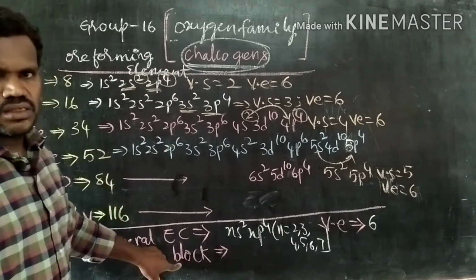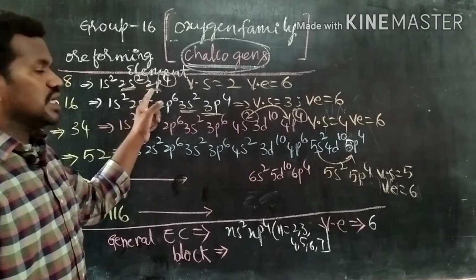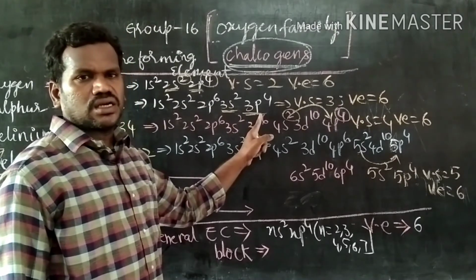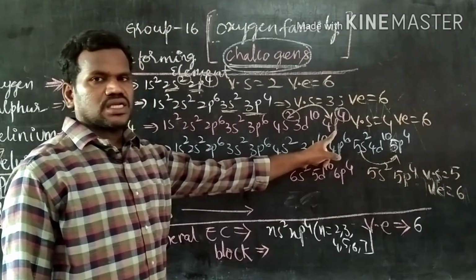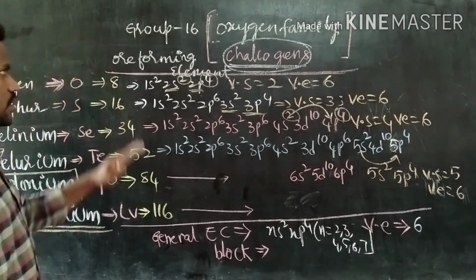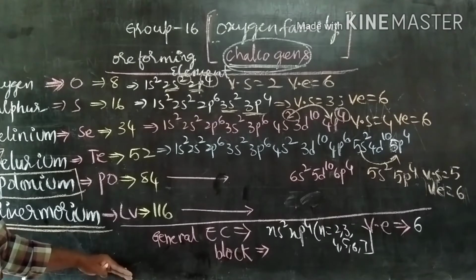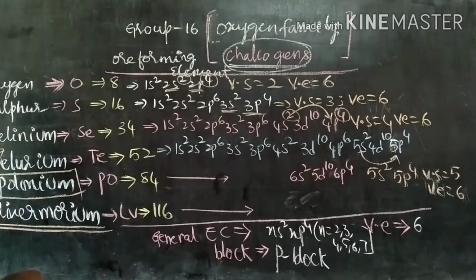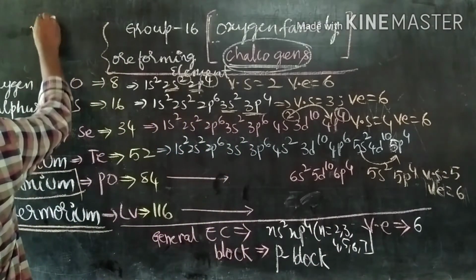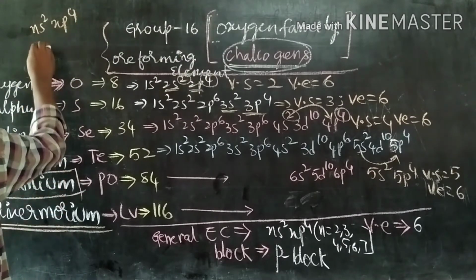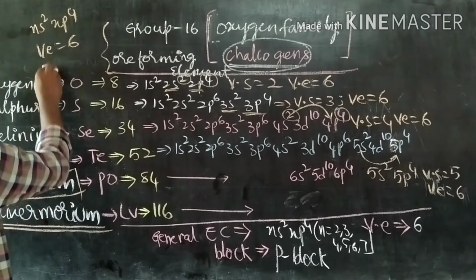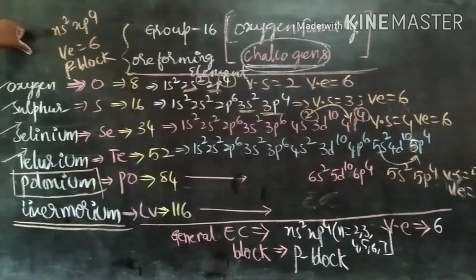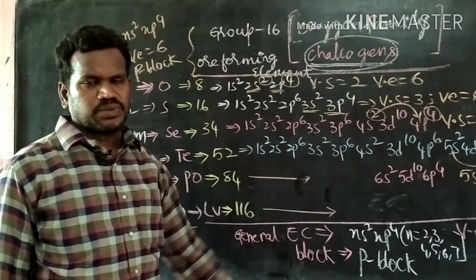Which block is this? Block depends on the differentiating electron. Here the differentiating electron enters into the p orbital. In this case also, the differentiating electron enters the p orbital, and here also. So if you observe the total group, the differentiating electron enters the p orbital. So these are all p block elements. Finally, we can say group 16 elements have the general representation ns2 np4. Valency electrons are 6. Which block? P block. This is the general information we can get from this explanation.